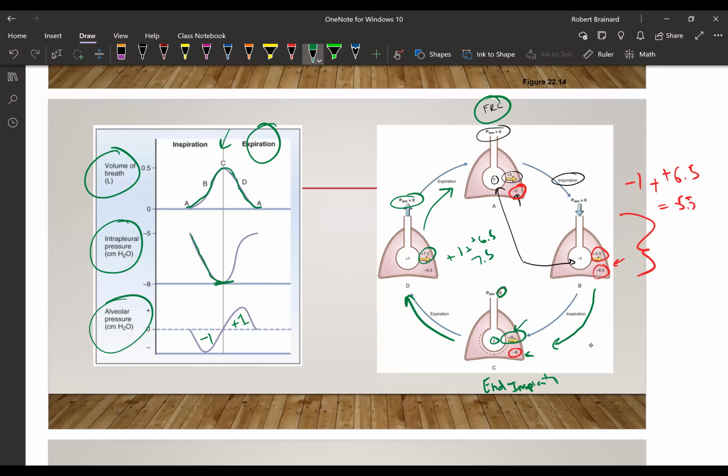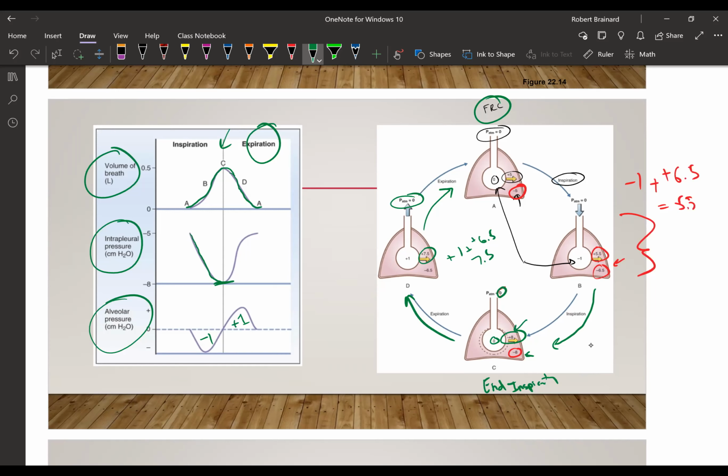Let me ask you this. In mid-inspiration, is the alveolar pressure still lower than atmospheric pressure? Yes, it is still lower than atmospheric pressure.